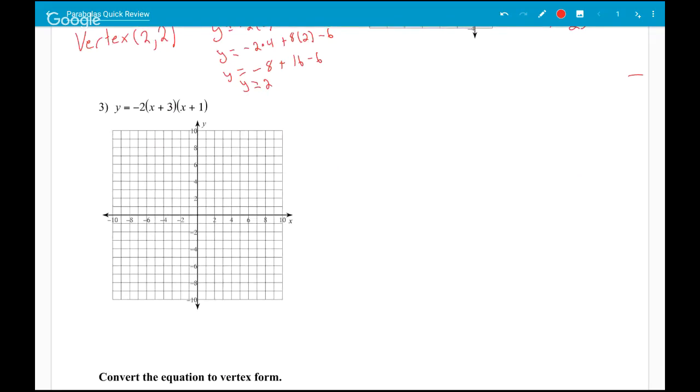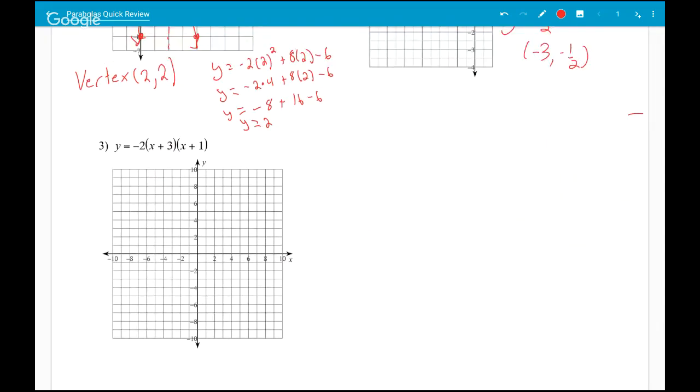Last but not least is intercept form. So for intercept form, you're going to figure out the x-intercepts first because those are the numbers that are easy to figure out there. Okay. And what that's going to involve is plugging in 0 for y.